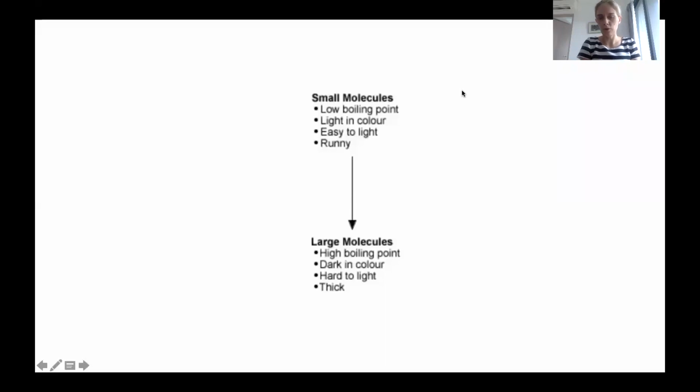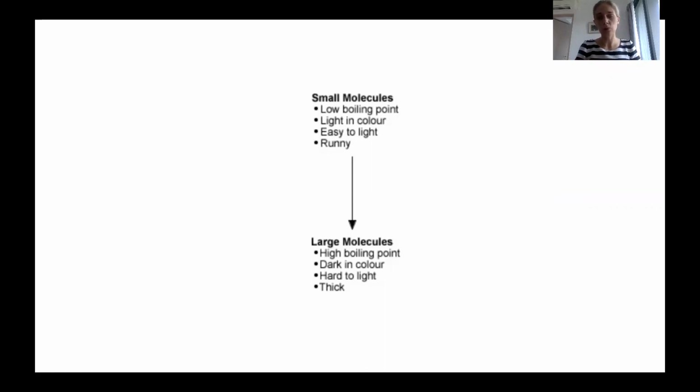So because crude oil is a mixture of such a wide variety of alkanes, all we can do is separate them out into what we call fractions, so groups of molecules that are very similar in size. So as I said, methane and ethane have very similar boiling points, so they would be collected together in a fraction of their own. Some things we need to remember before we start talking about the process of fractional distillation.